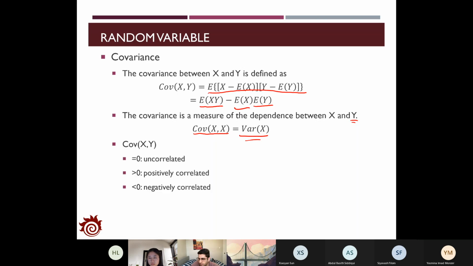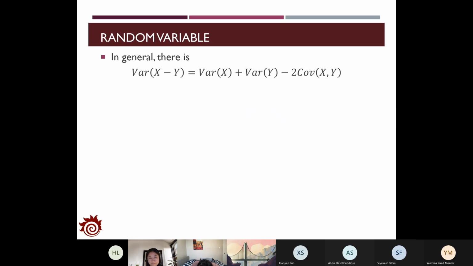But for all the other values, if the covariance is equal to 0, it means that x and y are totally independent of each other. If the value is higher than 0, it means that they are positively correlated, meaning that if x is larger, y will probably be larger. And if the covariance of x and y is negative, they are negatively correlated to each other, meaning that if x is larger, y will be smaller. So that's the definition of the covariance.